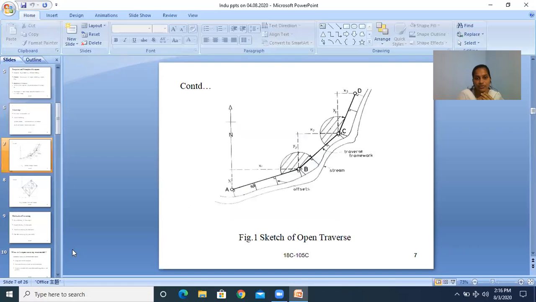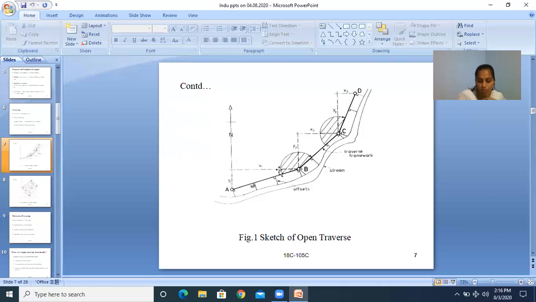So you can see the figures. This is the open traversing. This is A, B, C and D. The point A and the other points, either D or B, cannot be returned back and joined in open traversing. So this is the open traversing, connected lines, and the lines cannot return back.